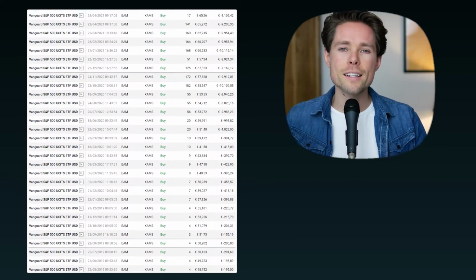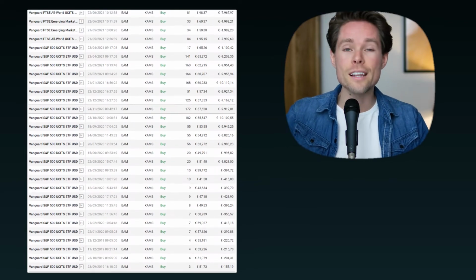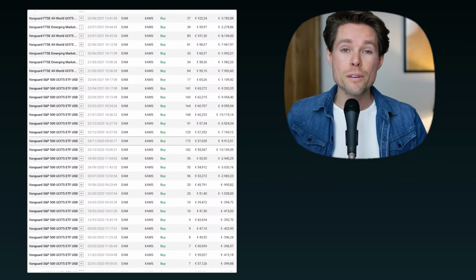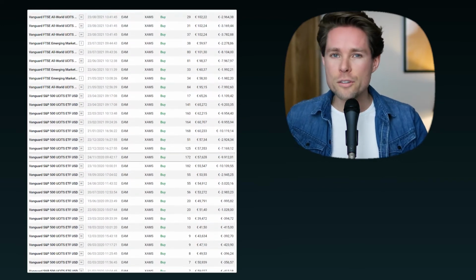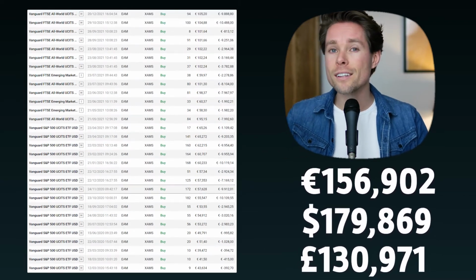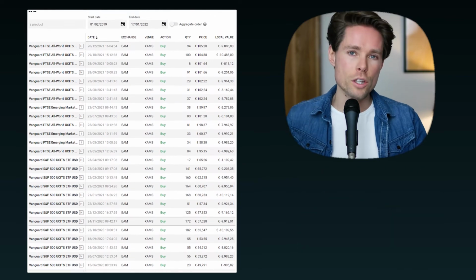And I started with 200 euros per month, then 400, then 1,000, then 3,000 euros, and eventually since October 2020, so 15 months ago, 10,000 euros per month. So in total, I added 156,902 euros to this brokerage account.